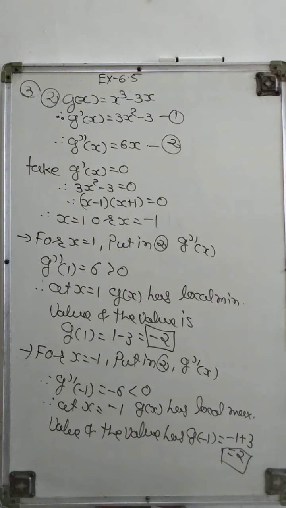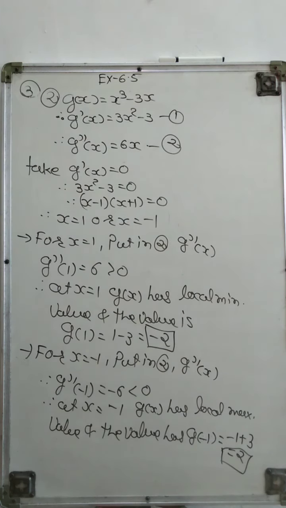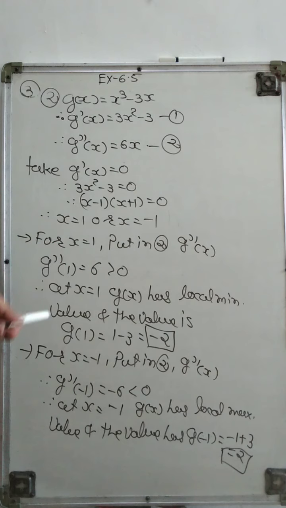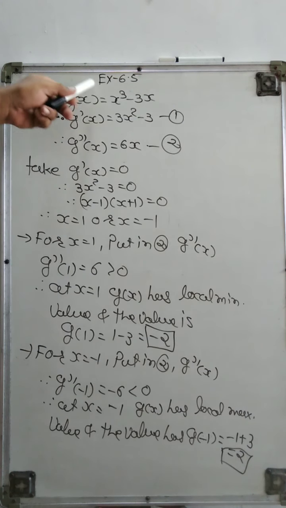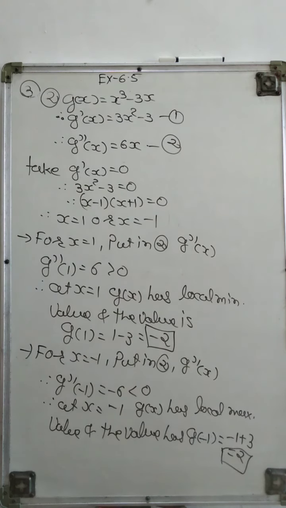Second time you understand, because this is quite a different type of formula we use here. This is the second order derivative test. So first of all, we obtain g dash x and g double dash x. Put g dash x equal to 0, then we get the value of x is 1 and minus 1. For 1 we put in g double dash x, you get 6, which is greater than 0. When greater than 0, then we can say that at x equal to 1, g(x) has local minimum value, and the value is, you put in g(1), g(1) is equal to minus 2. So this is the local minimum value of the function.